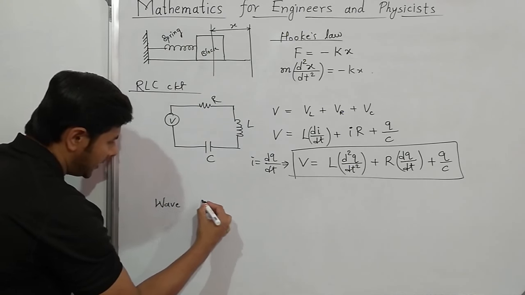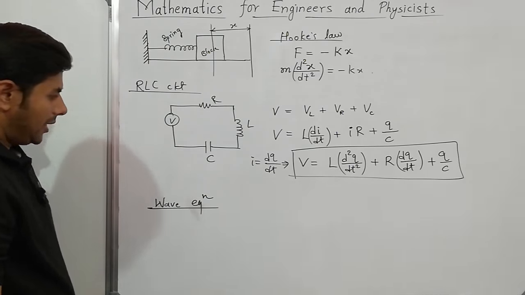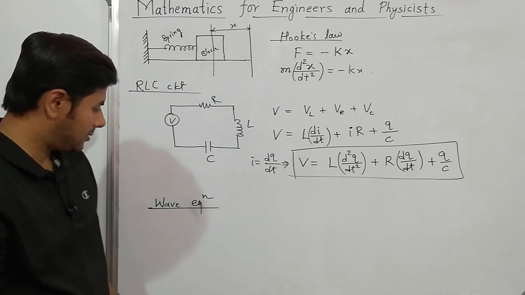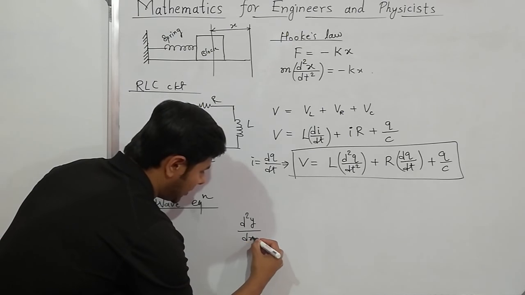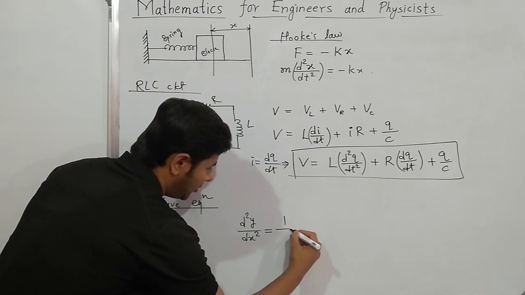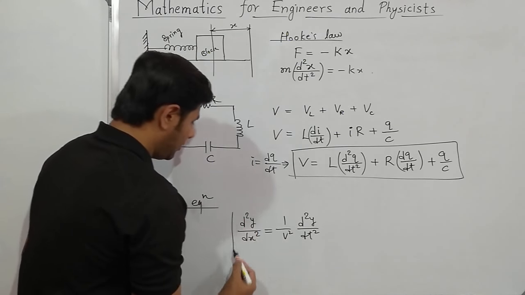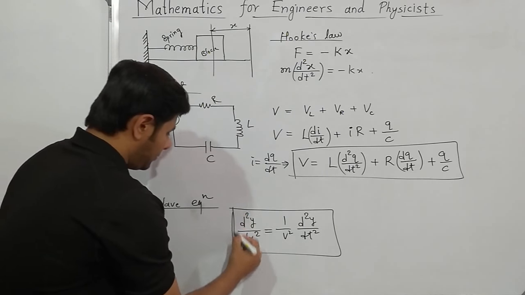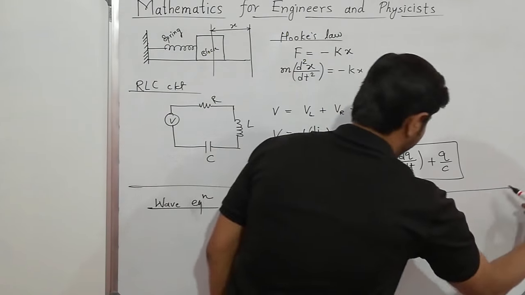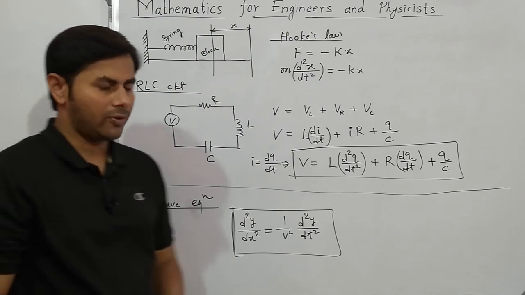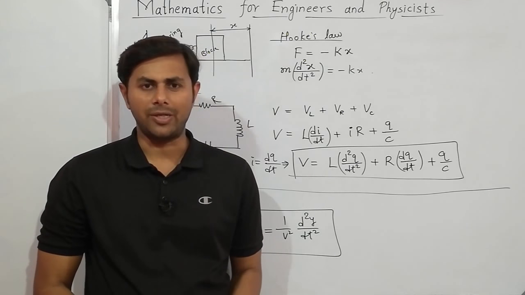So let's take the example of the wave equation. Any wave has to satisfy this equation: d2y over dx square is equal to 1 over v square times d2y by dt square. Now there are so many examples that I cannot list them all, but differential equations come very often in physics.